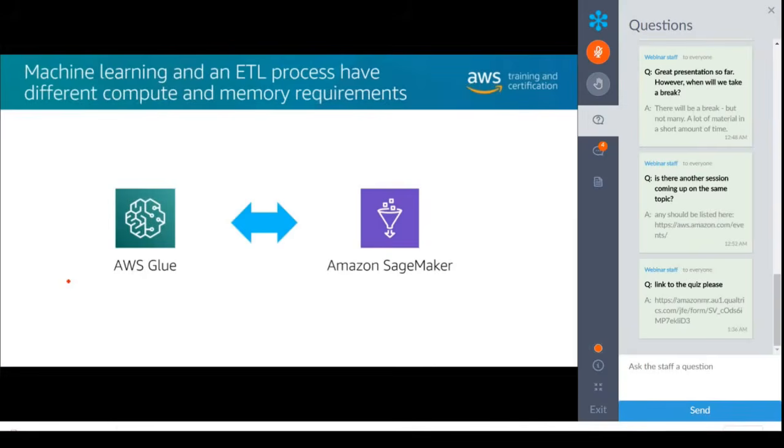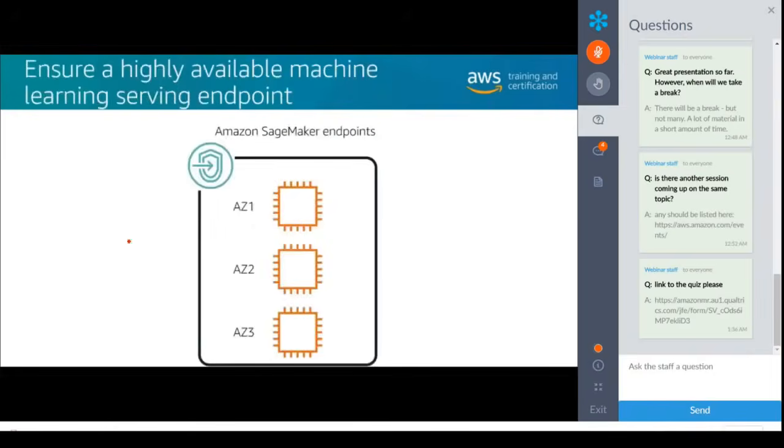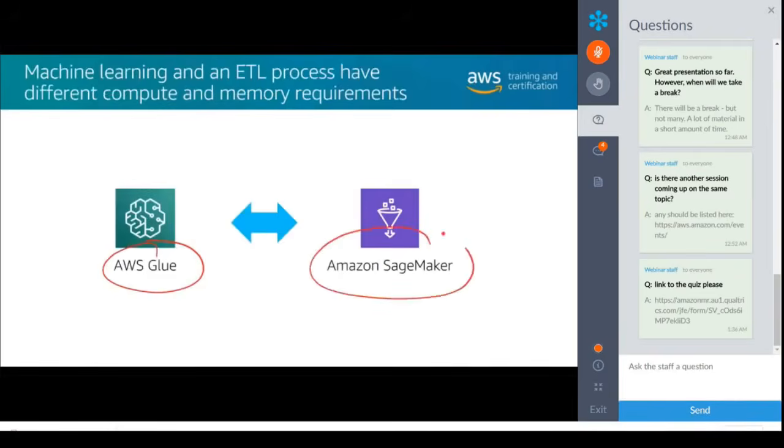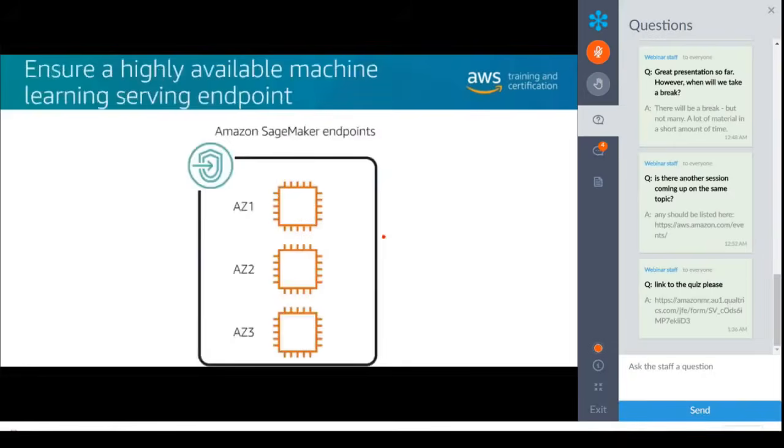The actual processing, you're probably not using a lot of CPU for ETL. ETL tends not to be CPU bound. It tends to be IO bound, right? Whereas with SageMaker, because you're doing training and stuff like that, you might be consuming more CPU or possibly even GPU if you wish to have GPU acceleration for your framework.